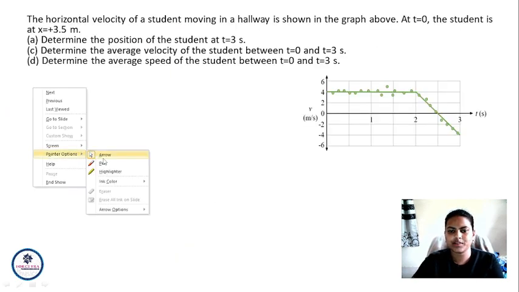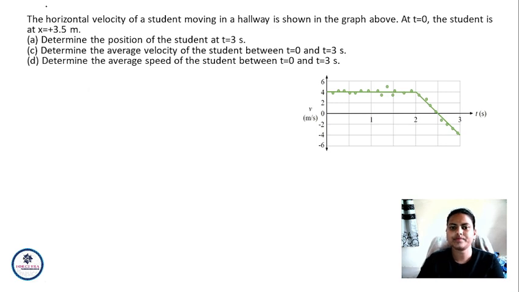This is a free response question. A horizontal velocity of the student moving in a hallway is shown in this graph. At t is equal to 0, the position vector is equal to 3.5 meter. Already the student is standing.